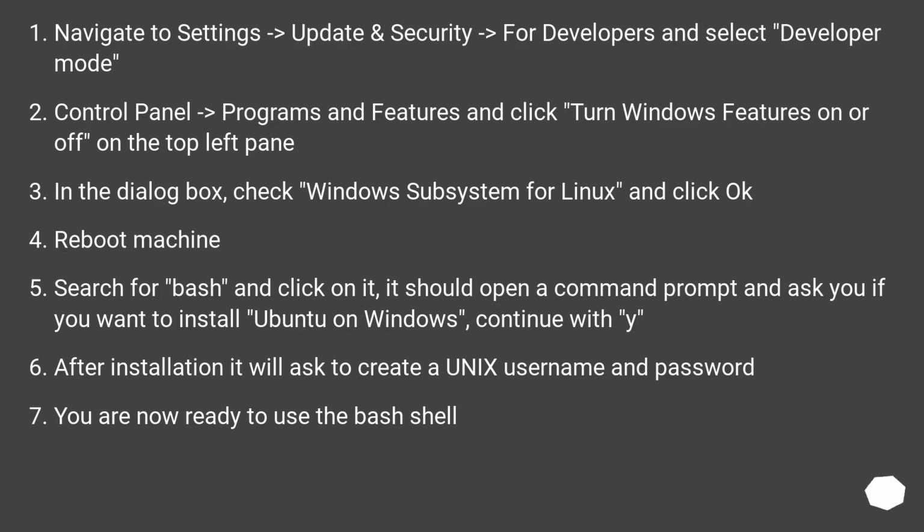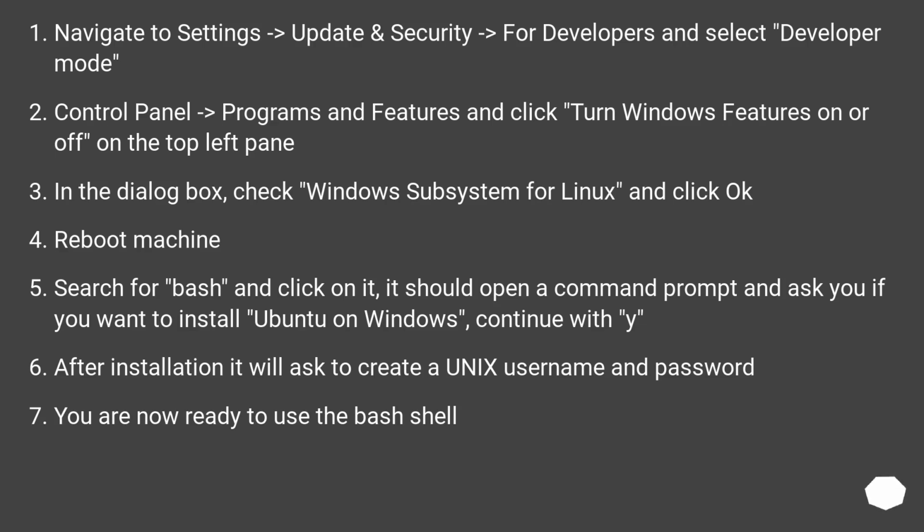Navigate to Settings > Update & Security > For developers and select Developer Mode. Then go to Control Panel > Programs and Features and click Turn Windows features on or off in the top left pane. In the dialog box, check Windows Subsystem for Linux and click OK. Reboot the machine.